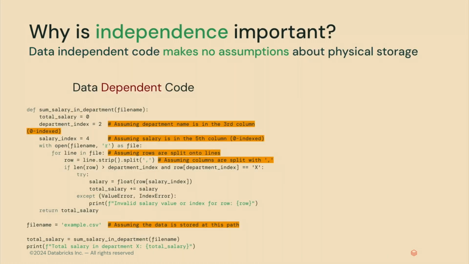And so to illustrate why this is super important, let's look at some code. On the left here, we have data dependent code, something we want to avoid. This is Python code that parses a CSV. You'll notice the code is deeply intertwined with how the data is stored, right? It assumes, for example, that the department name is in the third column, that salary is in the fifth column, commas are the delimiters, et cetera. And the problem with this code is that you have no flexibility to change how this data is laid out without changing the code that depends on it.